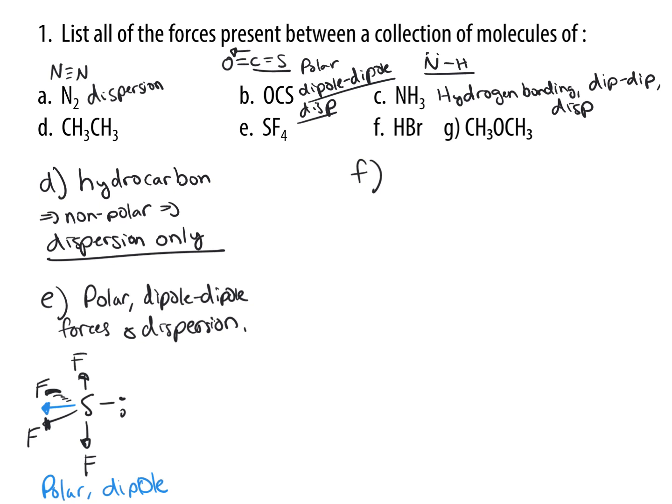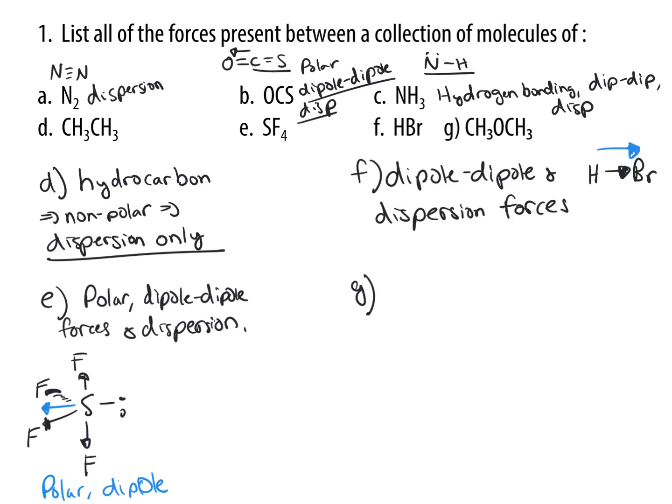For F, that H-Br bond is polar because there's a difference in electronegativities. Okay, then for G, the easiest way to get this one is to recognize that this is an organic molecule, but it does have that electronegative atom in it. So it's C, it has this oxygen in the middle. That oxygen in the middle is going to make it polar. Does it have hydrogen bonding? No, right? If we look at what that Lewis structure looks like, it's got all the hydrogens attached to carbons.